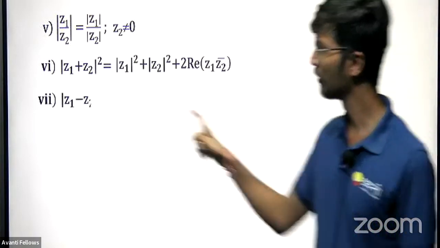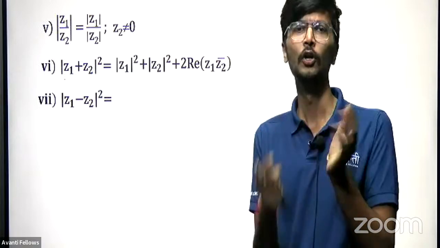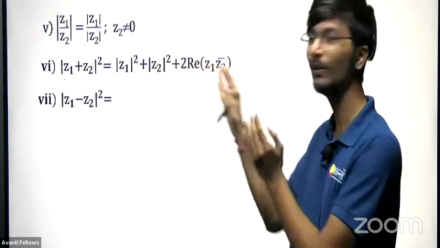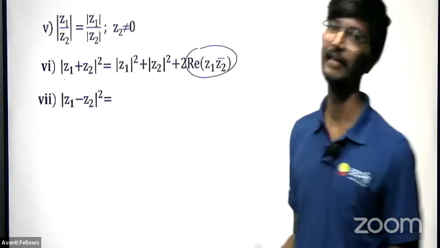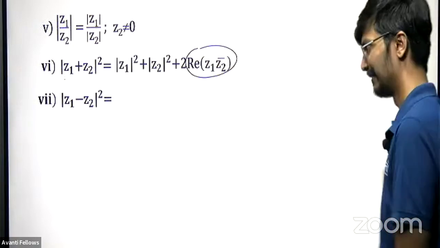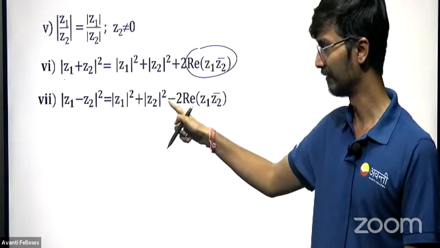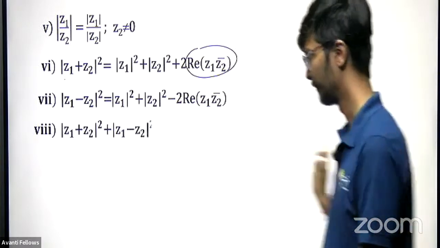This is a very important property. Z1 plus Z2 the whole square. It is similar to A plus B the whole square, which is A square plus B square plus 2AB. Instead of 2AB, we have real part of Z1, Z2 bar. And the same is with Z1 minus Z2 the whole square. Just we have the negative sign. And this is a direct result to remember.